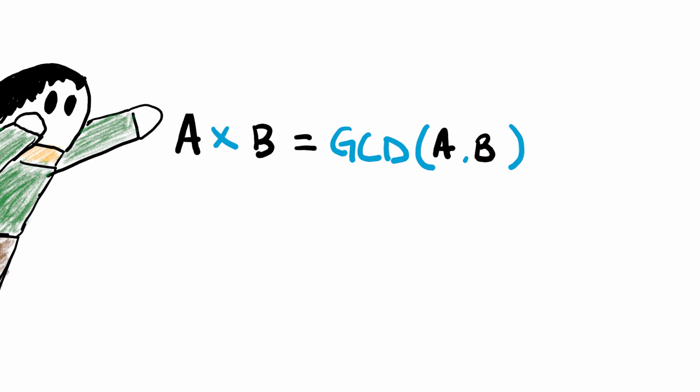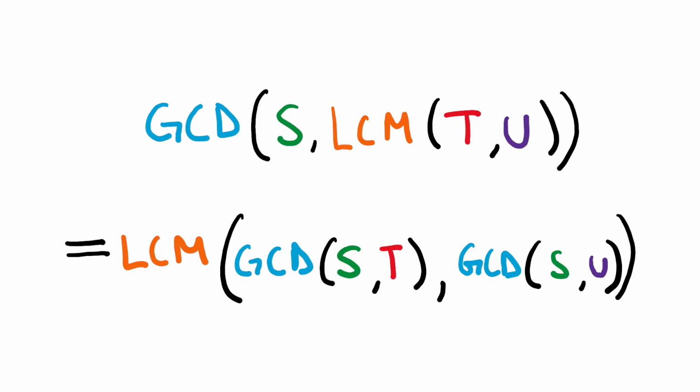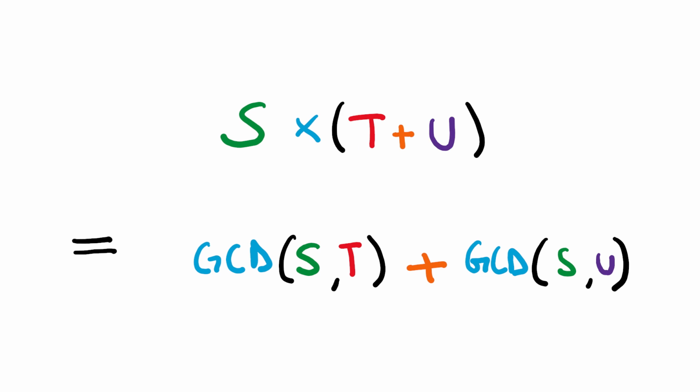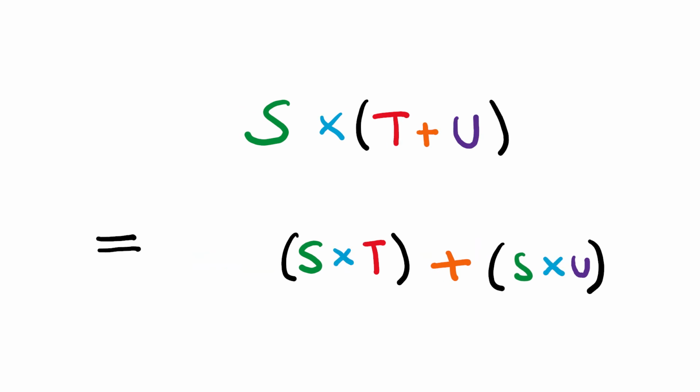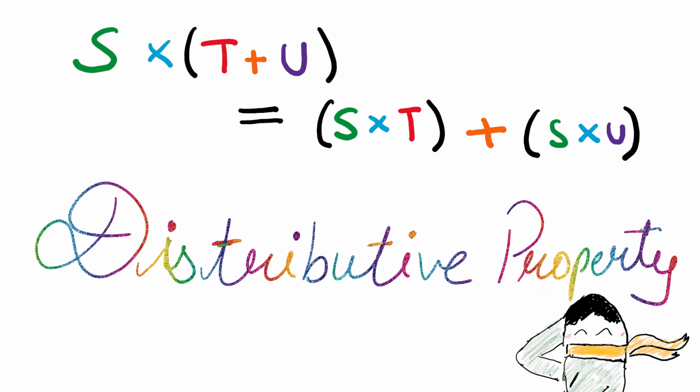Write the product as A times B and the coproduct as A plus B. This is just notation. So with the GCD being A times B and the LCM being A plus B, we can rewrite this equality to now look like this, which is just the distributive property we know and hopefully love.